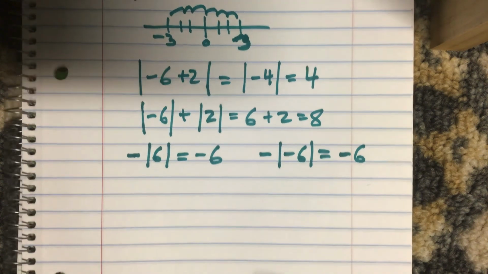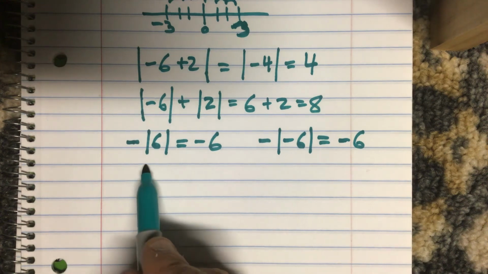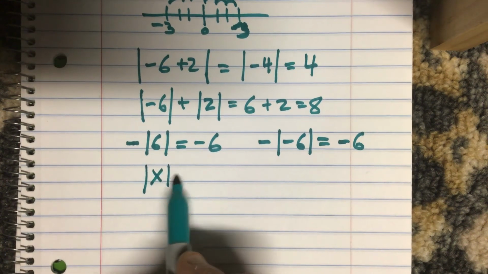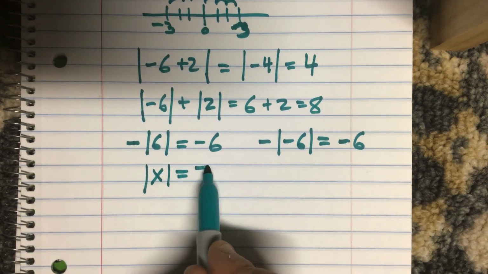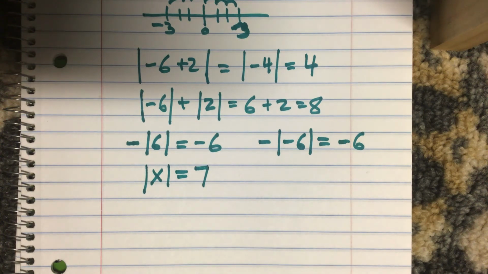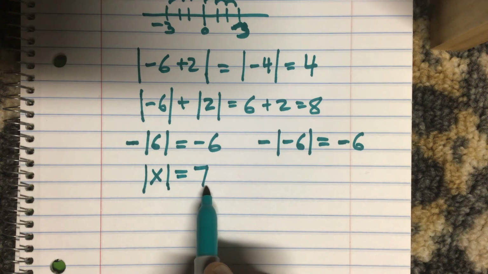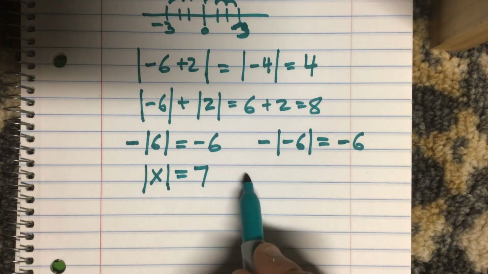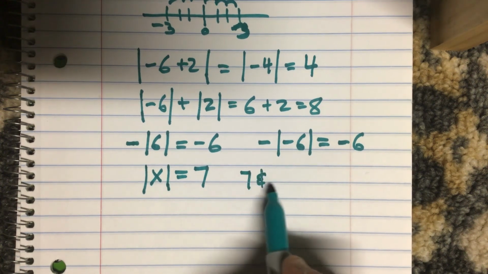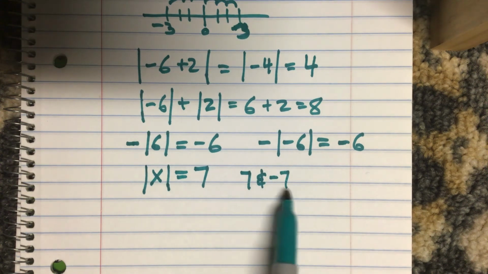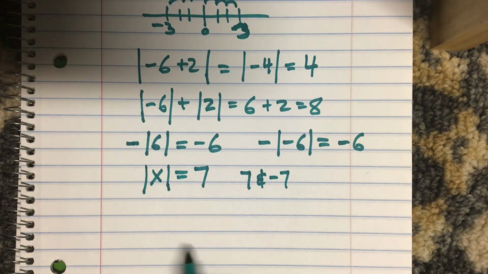And then, algebraically, you could be asked if you have the absolute value of x equal to, let's say, 7, what could x be? What numbers could be placed inside of this absolute value that would get me a result of 7? And so in this case, you have two answers, 7 and negative 7. Either one of those will get you 7 for an answer.